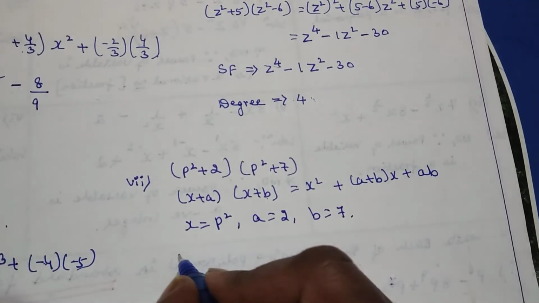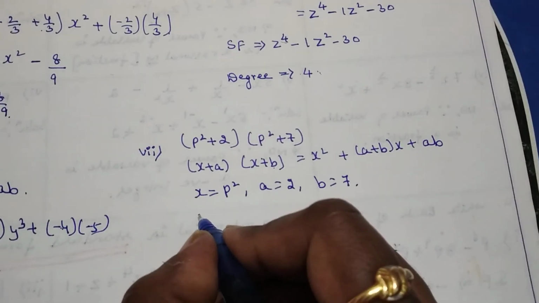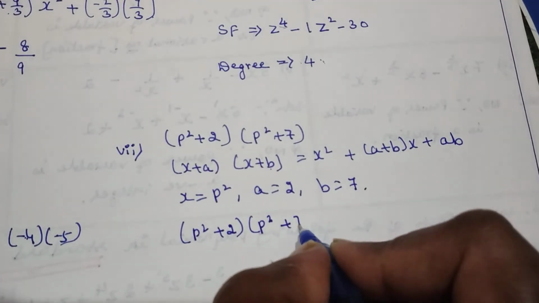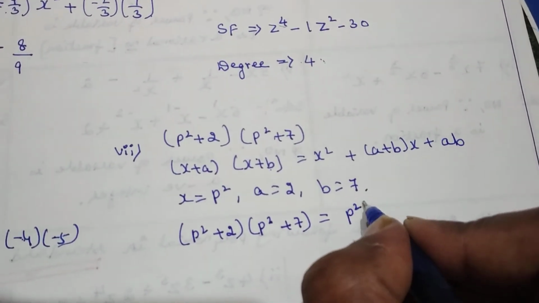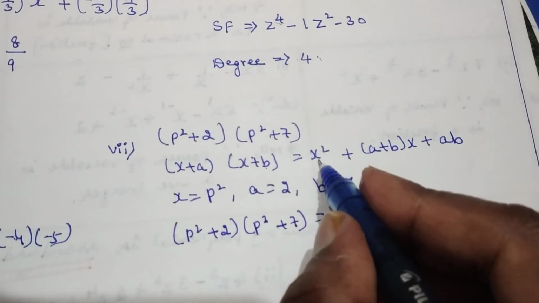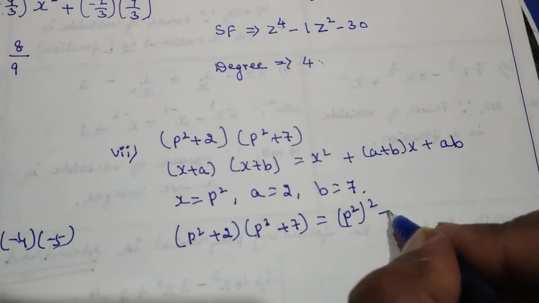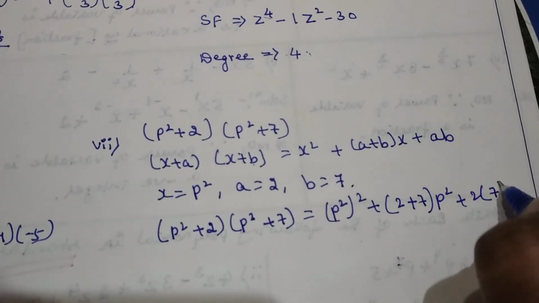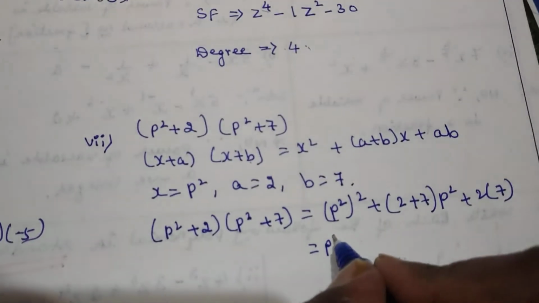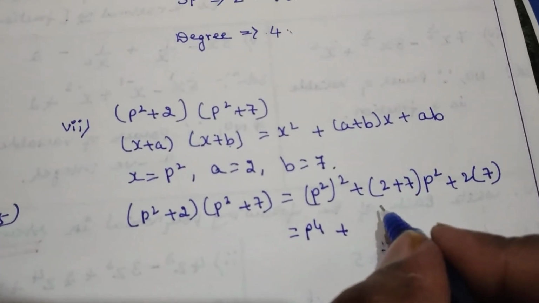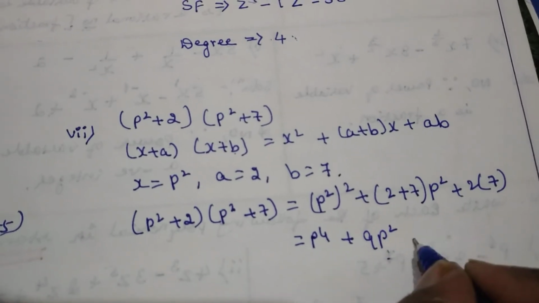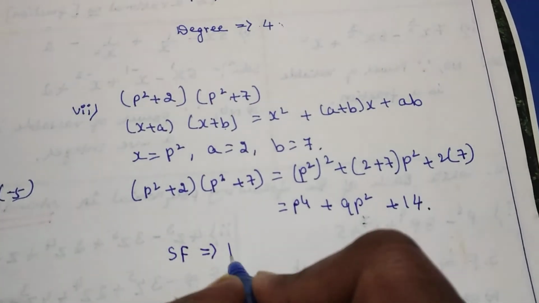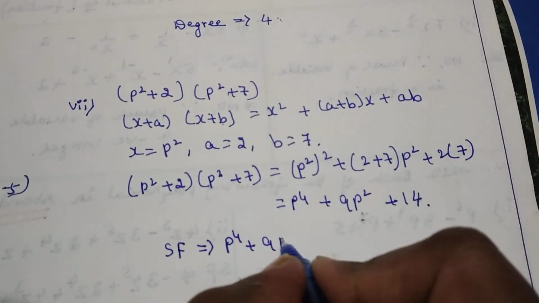Put these values in the identity, you'll get (p² + 2)(p² + 7) is equal to (p²)², because the value of x is p² and its square, plus (2 + 7) into p² plus 2 into 7. Then you'll get p⁴ plus 2 plus 7 is nothing but 9p², plus 7 twos are 14. This itself is in the standard form. Therefore, the standard form of this is p⁴ + 9p² + 14.